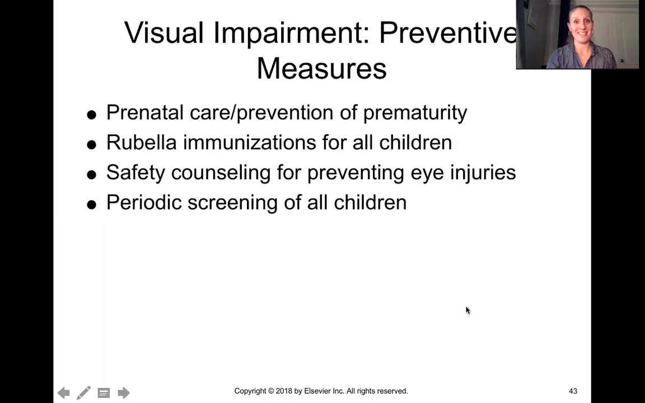We've talked a lot about this. It's very similar to hearing. So again, we're looking at that rubella, the syphilis, the drugs that can be toxic, like the oxygen, the premature babies, things like that. So we know that there's various diseases that can cause blindness, and then helping with the safety. Again, we've talked about the trauma, so making sure that we're educating parents around those safety items that might potentially cause a trauma to the eye.